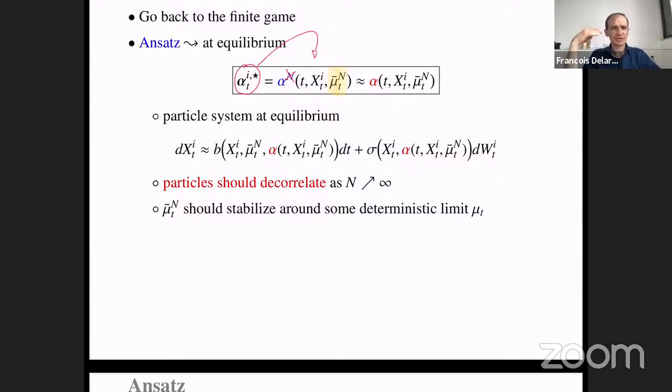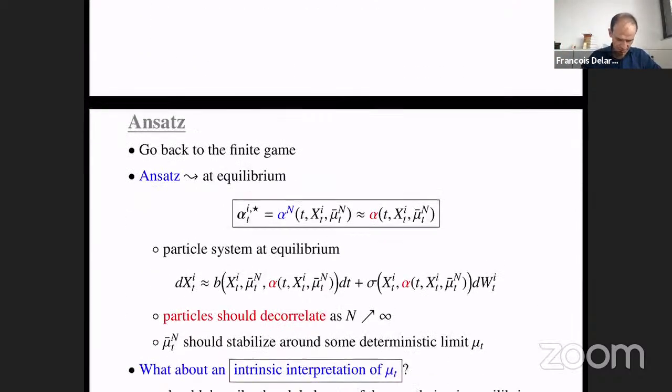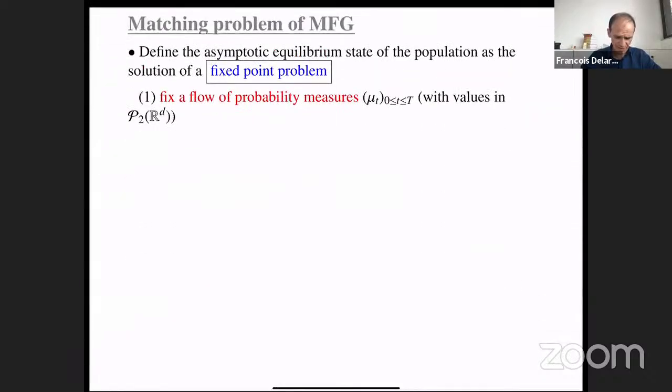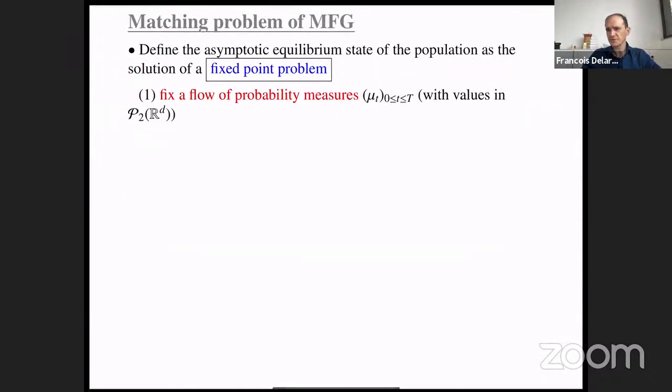In fact, this is the only thing that we really need to formulate what an equilibrium should be when capital N is equal to infinity. And so this was the next part of the analysis yesterday. And this was the fixed point problem that I described to tell you what was the notion of mean field game equilibrium or solution when N is equal to infinity. And what I told you is that you want to find the equilibrium state of the population as a fixed point to some mapping, or as the solution to a fixed point problem.